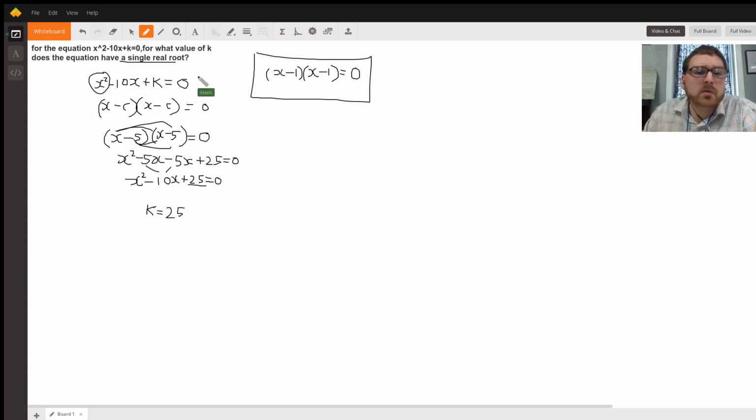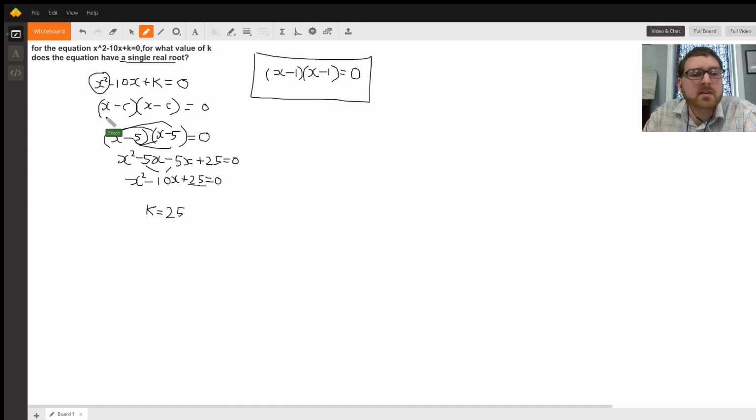So a quick note on the key points here. First, we looked at our problem and we realized because it's a quadratic function, it has to have two roots. In order to have a single real root, it must have two roots that are the same. So it's a single root with a multiplicity of 2.